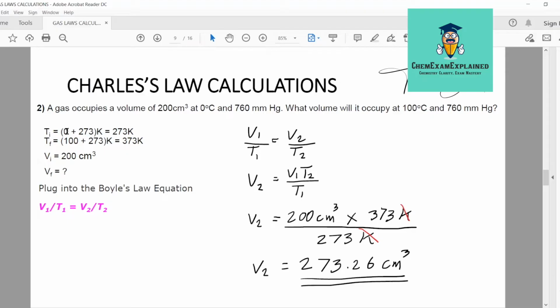So our initial temperature of 0 is equal to 273 Kelvin, and the final temperature of 100 degrees Celsius is equal to 373 Kelvin. The initial volume is 200 cm cube, and we want to find the final volume. So using the equation V1 over T1 equal V2 over T2, we are going to make V2 the subject of the formula, plug in the information and cancel the units that we don't want, leaving V2 to be equal to 273.26 centimeters cube.